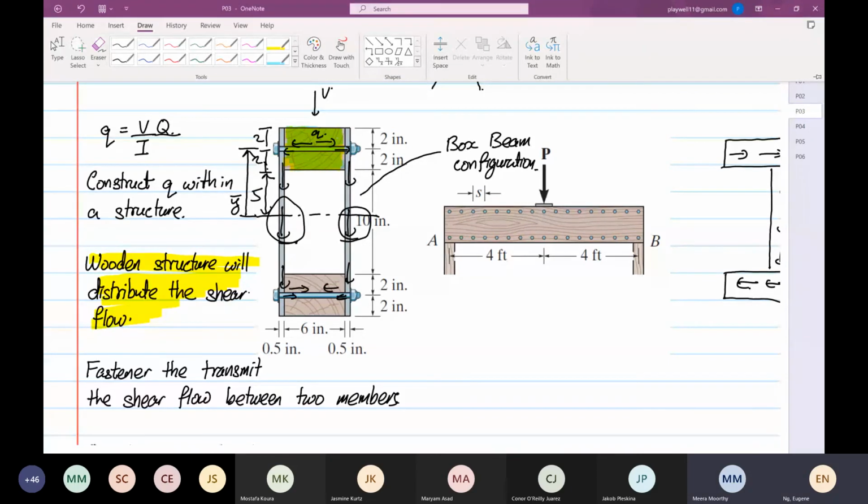Yeah. So because it's not actually connected, that's why you're only... So it has to... the upper flange has to carry the load first. Okay. Make sense? Yeah, it does. Thank you. Okay. Think of it that way.